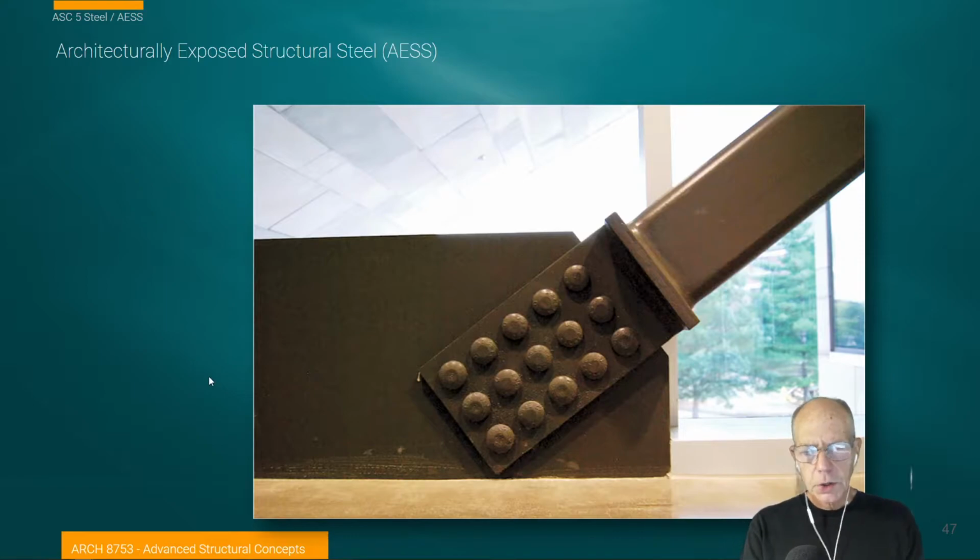Once again, back to that discussion about tectonics and connection systems. Here we have a riveted assembly. The idea is that there's no welding happening here. These two components are brought together and rivets are transferring the load from one element to the other.